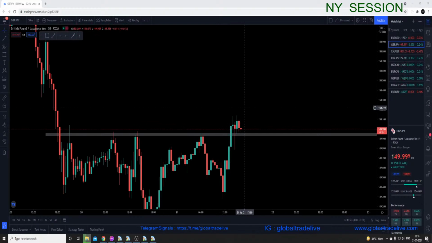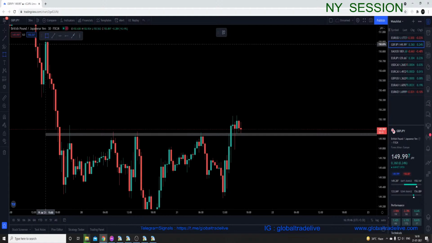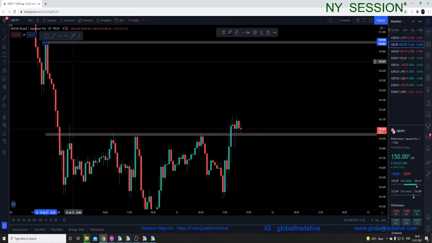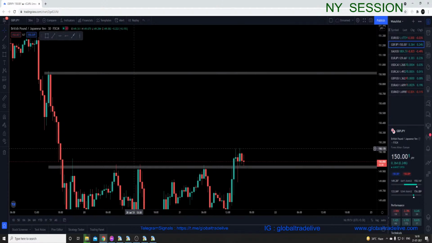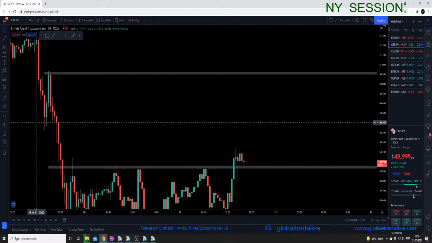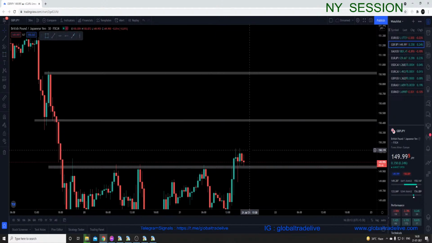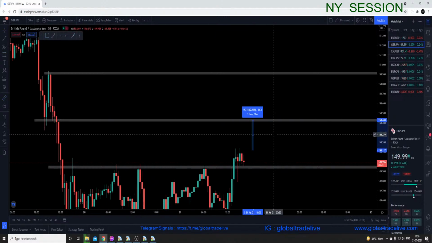What I'm looking for here is buys above. Let me measure this range first. The good thing about GBP JPY right now is that it has huge ranges. If you measure this range out, it is about 32 pips.